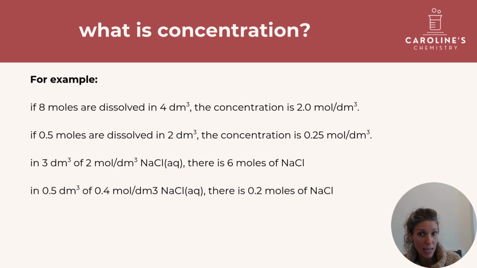Now, if we have a volume of 3 decimeter cubed and our concentration is 2 moles per decimeter cubed, what that means is for every decimeter cubed, there are 2 moles. For every 1 decimeter cubed, there are 2 moles. So if I have 3 decimeters cubed, I must have 2 and 2 and 2, so 6 moles of sodium chloride. And then finally, in this example, we have 0.5 decimeter cubed of a concentration of 0.4 moles per decimeter cubed. What does that mean? It means that in every 1 decimeter cubed, there are 0.4 moles. Well, if I only have half a decimeter cubed, so half that, I must have half the number of moles, so 0.2 moles of sodium chloride.